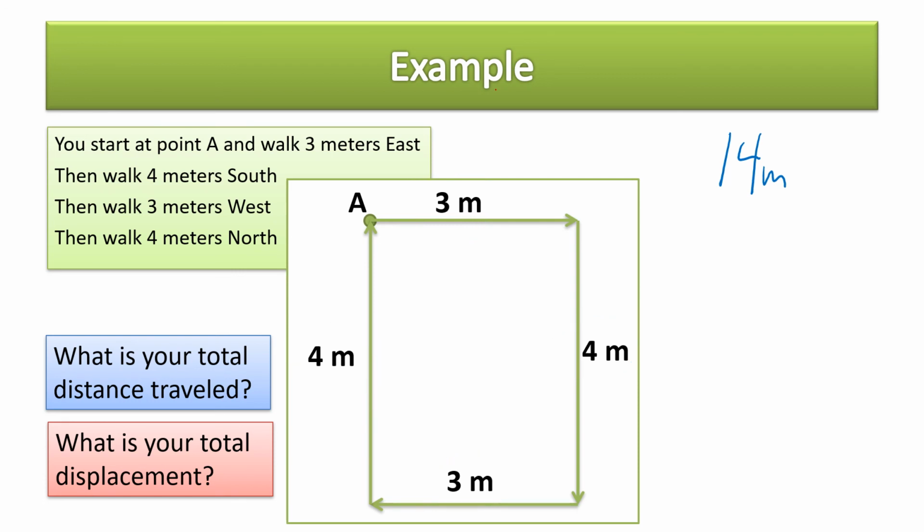But how far was your displacement? What is the magnitude and direction of your displacement? Well, I started at A and I ended up at A. So the magnitude of my displacement is 0 meters, and I can't even name a direction because I didn't go anywhere. That's fine for naming a vector. If the magnitude is 0, you don't have to say a direction.